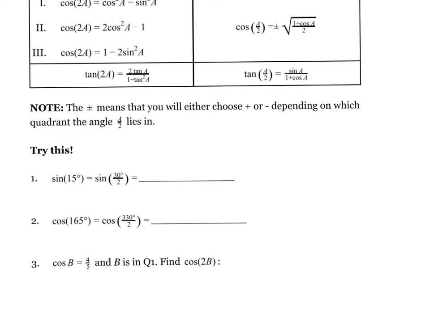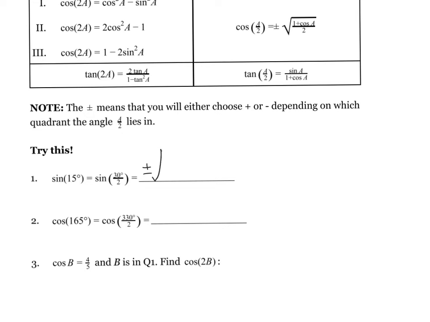So, if the sine of 15 degrees is really the same as sine of 30 degrees over 2, we can use the half-angle formula, and we'll get something that's in terms of 30 degrees. That's nice because 30 degrees is an angle on our unit circle. So let's see how that works. So using the half-angle formula for sine of a over 2, we're going to be using plus or minus the square root.